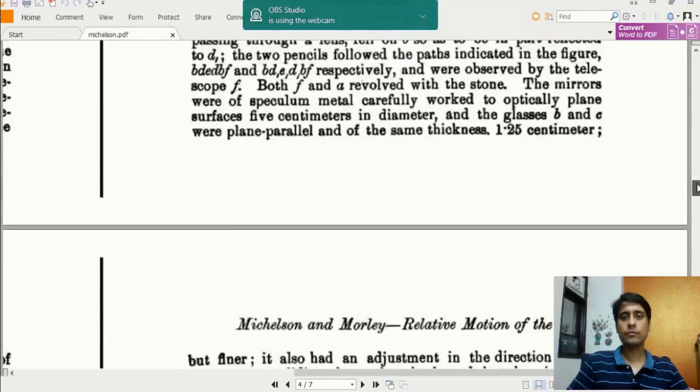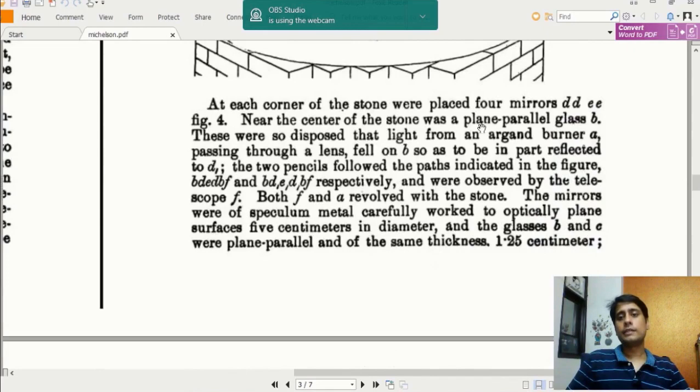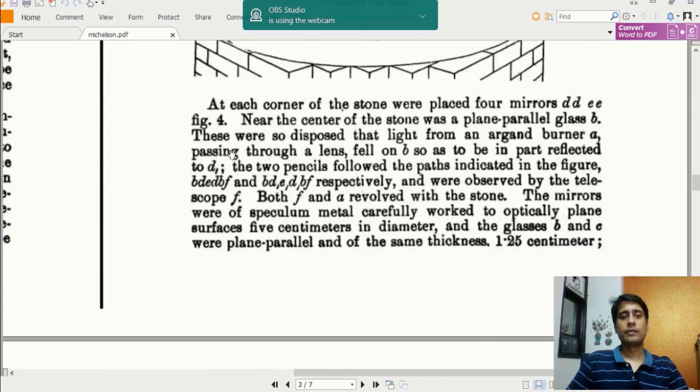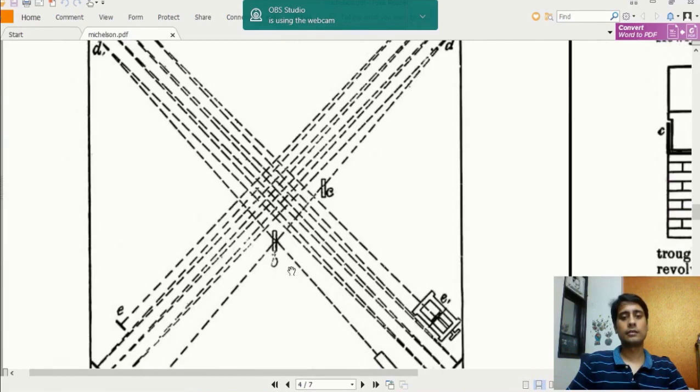Near the center of the stone, there was a plain parallel glass B. So this is the plain parallel glass B, one of the two. This is also visible in figure 4 here. This is the plain glass B. There is also another glass E, but first let's discuss this glass B.